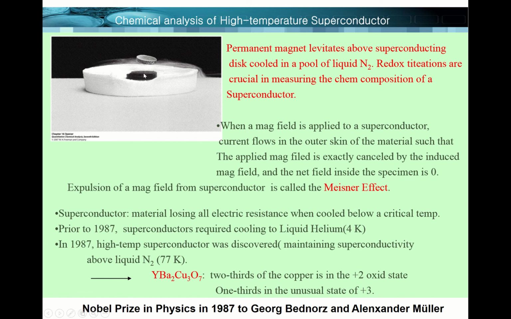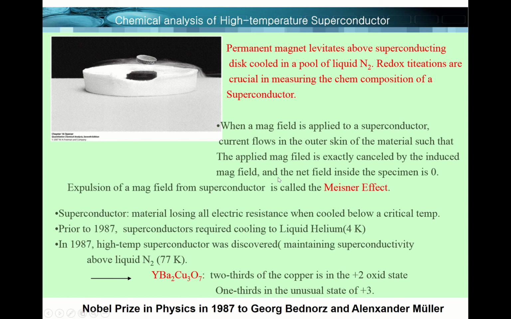So there is nothing in between, right? It floats above this magnet. Yeah? So when a magnetic field is applied to a superconductor, current flows in the outer skin of the material such that the applied magnetic field is exactly cancelled by the induced magnetic field.